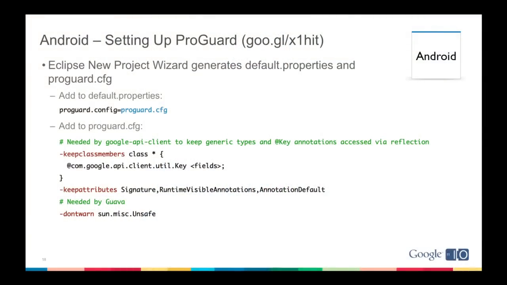So how do you set it up? The number one mistake people make in setting up ProGuard is forgetting to add this one line in the default.properties file. I highly recommend the Eclipse new project wizard. It generates a ProGuard configuration file for you that's actually pretty good. And it generates a default.properties file. You just put in that one line, proguard.config. That will tell it to run ProGuard.